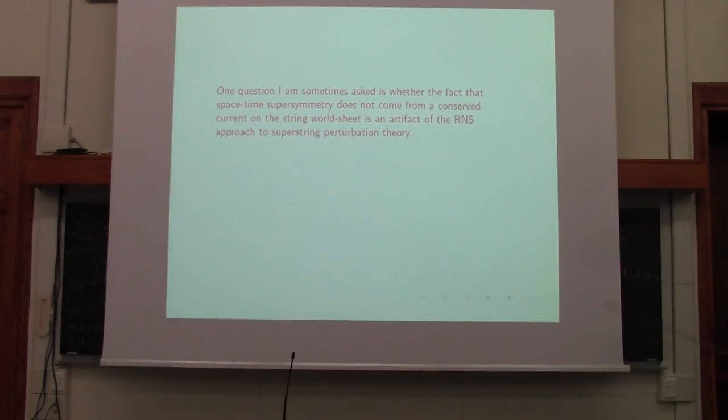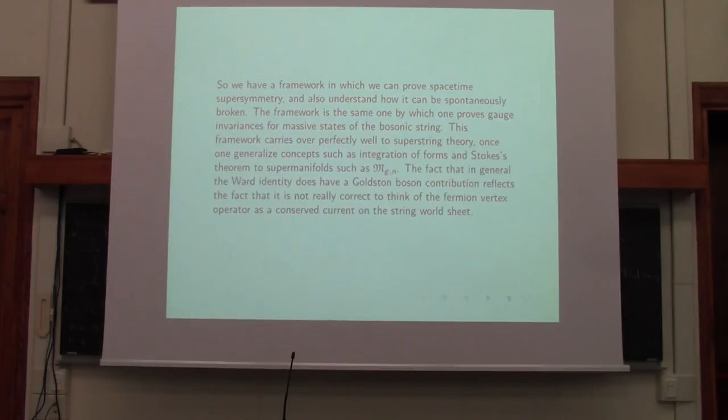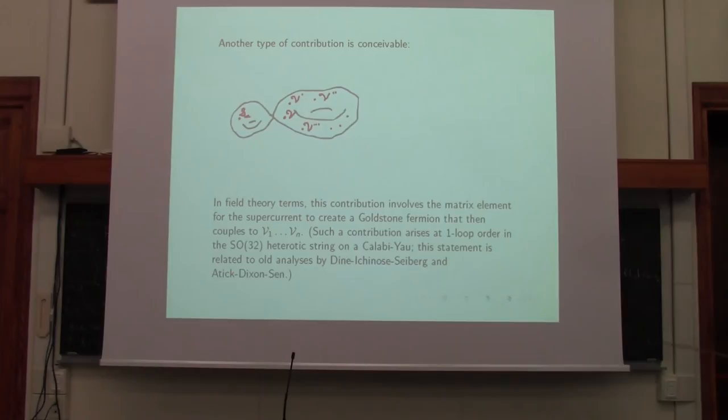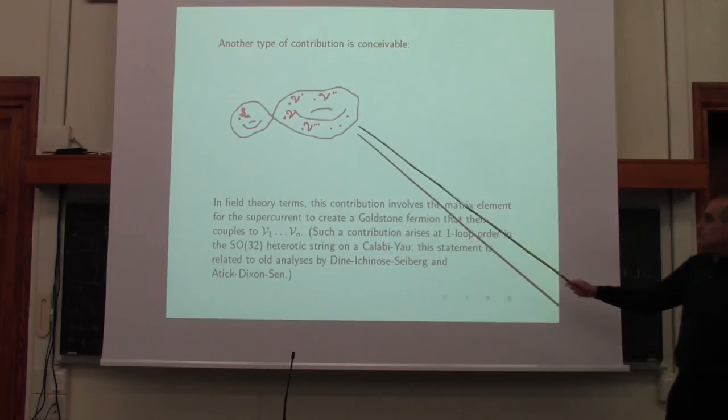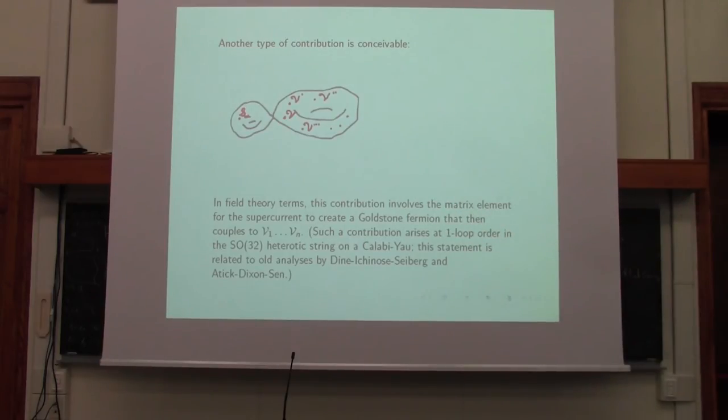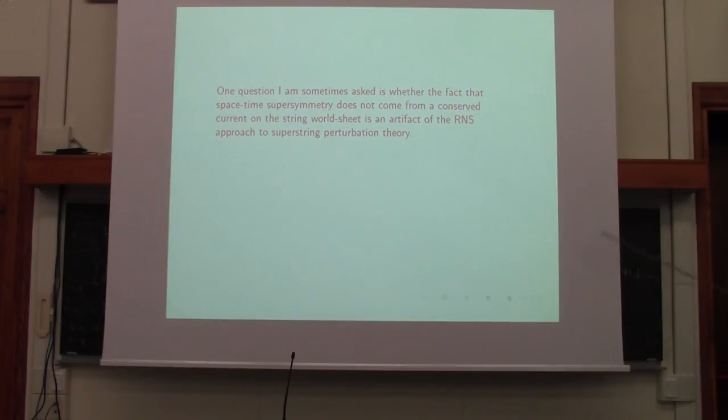So I'm sometimes asked the following question. Is the fact that space-time supersymmetry does not come from a conserved current on the string worldsheet an artifact of the RNS, Ramond-Neveu-Schwarz approach to superstring perturbation theory? I've already told you one reason I think the answer is no. There's a physical effect that can happen because space-time supersymmetry is not a conserved current on the worldsheet. As a result, it can be spontaneously broken in loops, even when it's unbroken at tree level, because there can be a Goldstone fermion contribution to the Ward identity. So the fact that this contribution can be non-zero in examples shows that there's a physical effect. So the answer to this question is no.